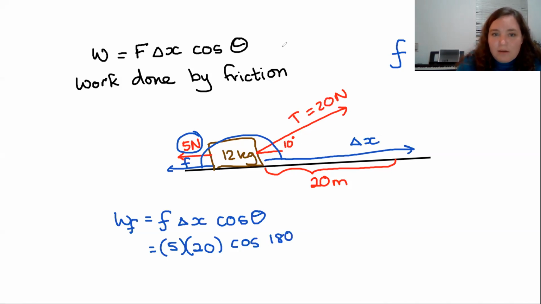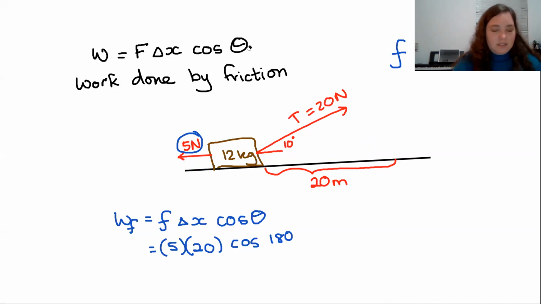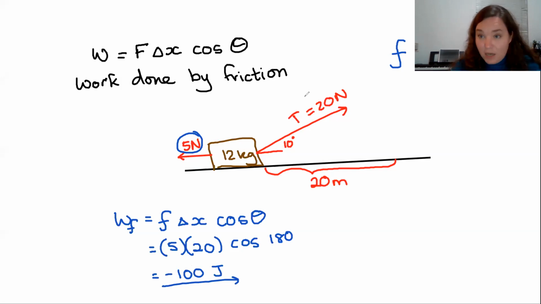Let's put that back down. I wanted to delete the other bits where I was drawing too many pictures. Okay. And that means that the work done by friction is going to be 5 times 20, which is 100, times cos of 180, which should give us negative 100 joules. Now, this negative means that it's lost. So that is 100 joules of energy that have been removed from the system.